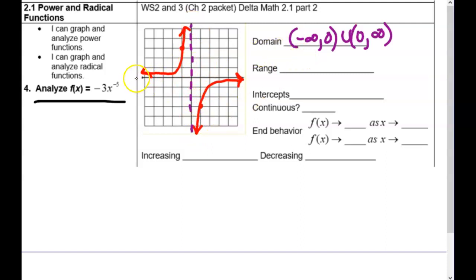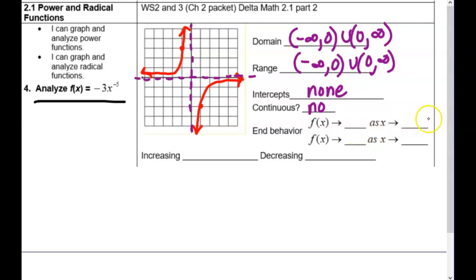The range, bottom to top, is the same. The only gap, even though it looks like it hits it on your calculator, is that asymptote. Does it cross any x or y? No. This one has no intercepts. Is it continuous? Yes or no? It's not, because you have to lift your pencil, right? It has an asymptote.